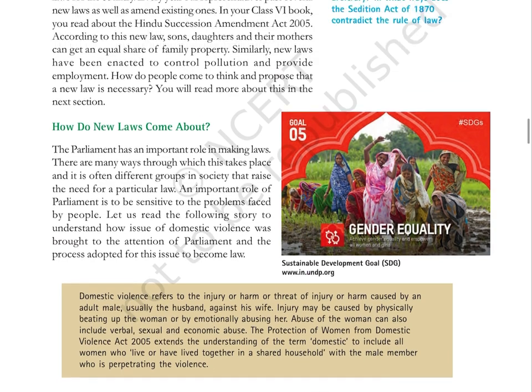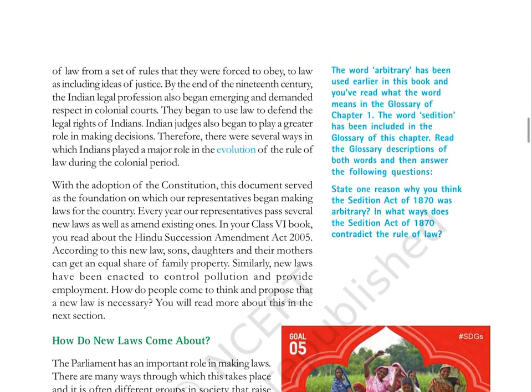The word arbitrary has been used earlier in this book, and you've read what the word means in the glossary of chapter 1. The word sedition has been included in the glossary of this chapter. Read the glossary descriptions of both words and then answer the following questions. State one reason why you think the Sedition Act of 1870 was arbitrary. In what ways does the Sedition Act of 1870 contradict the rule of law?